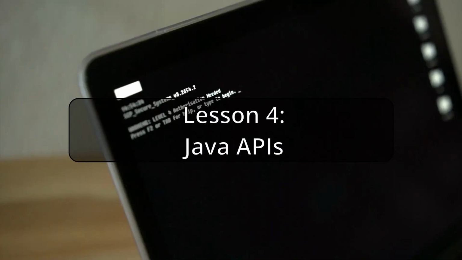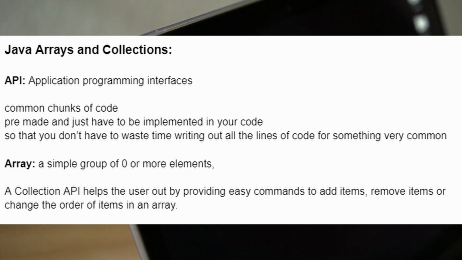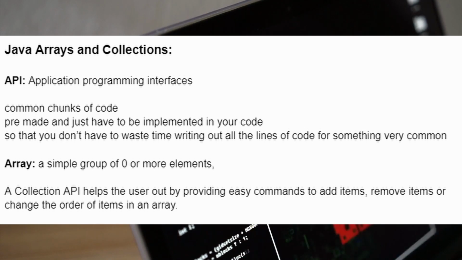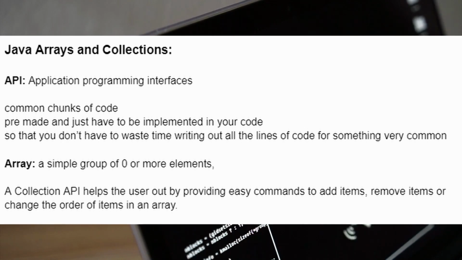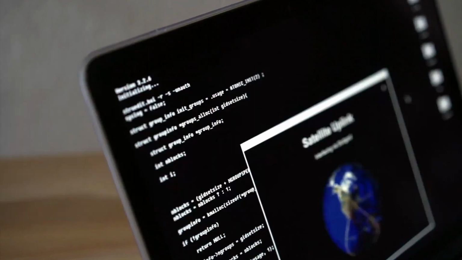Lesson 4, Java APIs. So, Java arrays and collections. An API is an application programming interface, and this is a common chunk of code that's already pre-made, so you just have to implement it in your code so that you don't waste time writing out all the lines of code for something very common. And an array is a simple group of 0 or more elements. A collection API helps the user by providing easy commands to add items, remove items, or change the order of the items in an array.